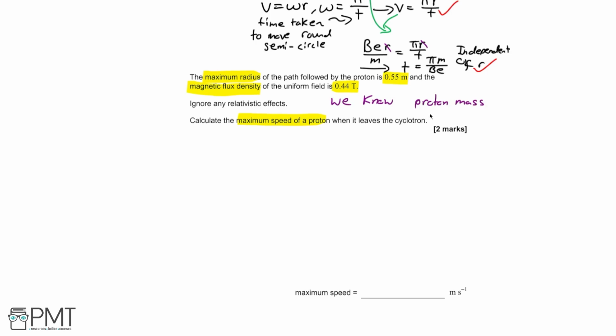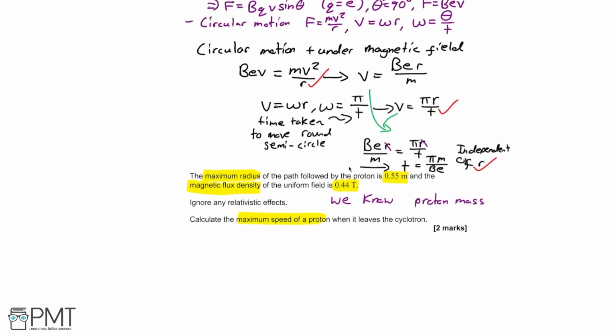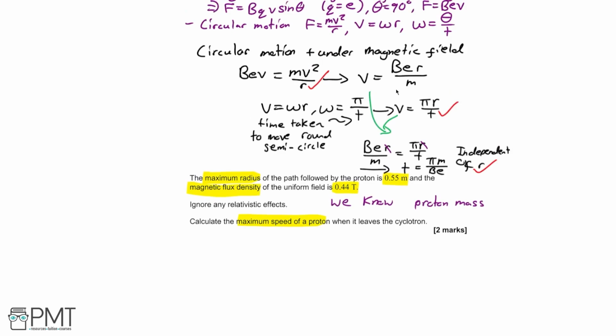So now what we need to do is we need an equation which relates the maximum radius and the magnetic flux density to other things we know and the maximum speed of the proton. From the previous part of the question, we have an equation that relates v, the speed, to these quantities in terms of things we know. So v is the magnetic flux density, r is the radius, e is the charge of the proton, and m is its mass, which are all things we know.